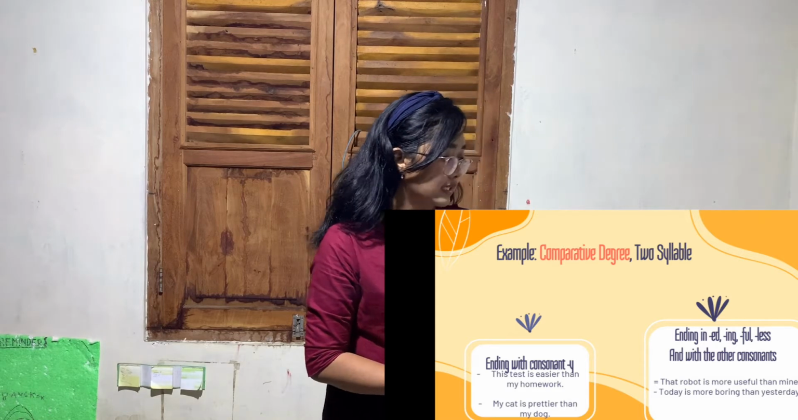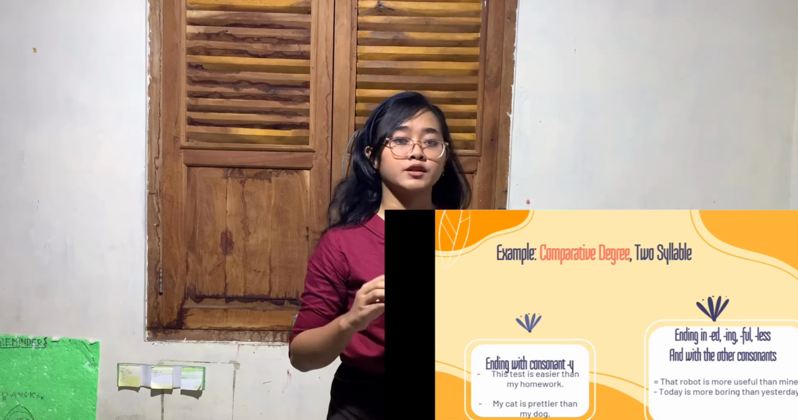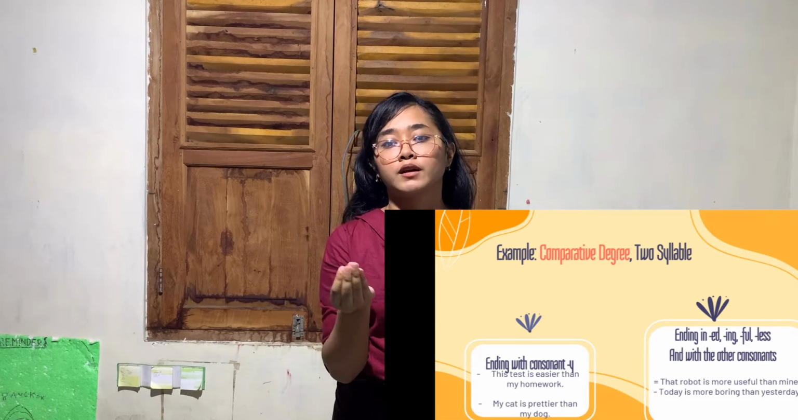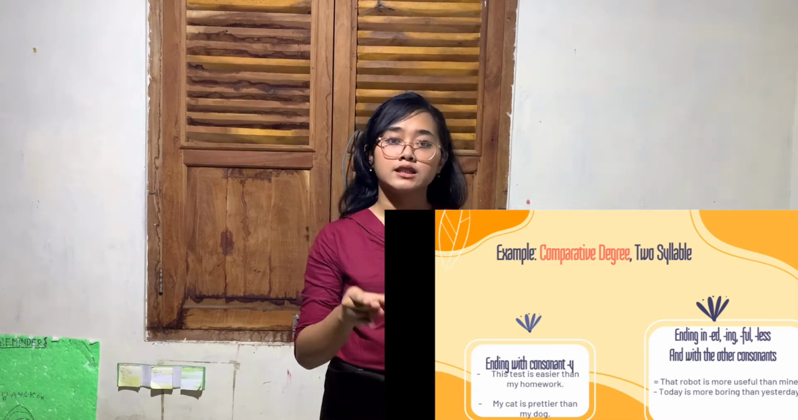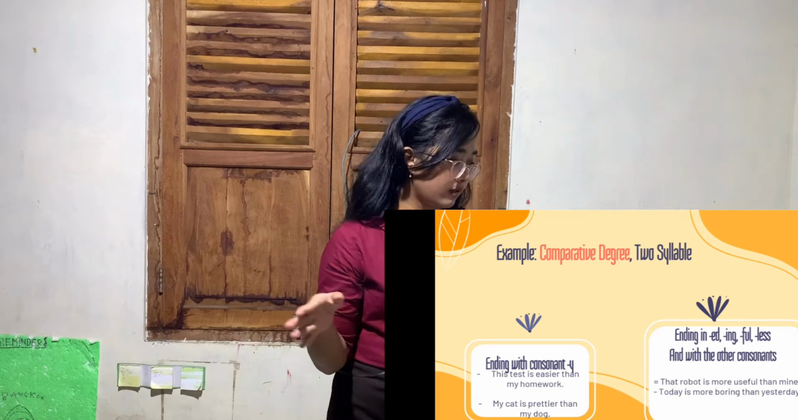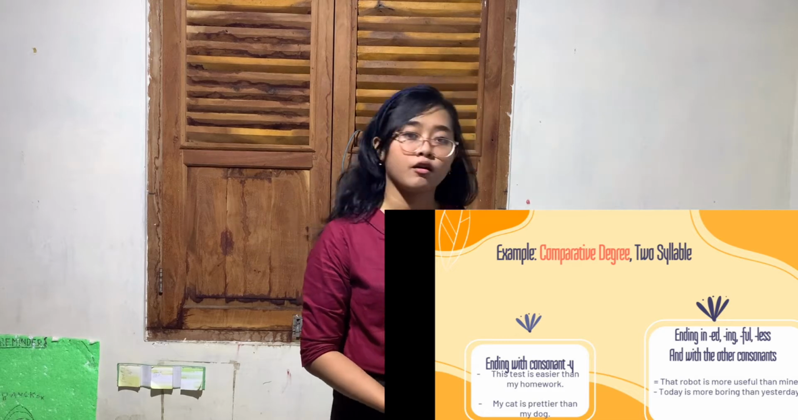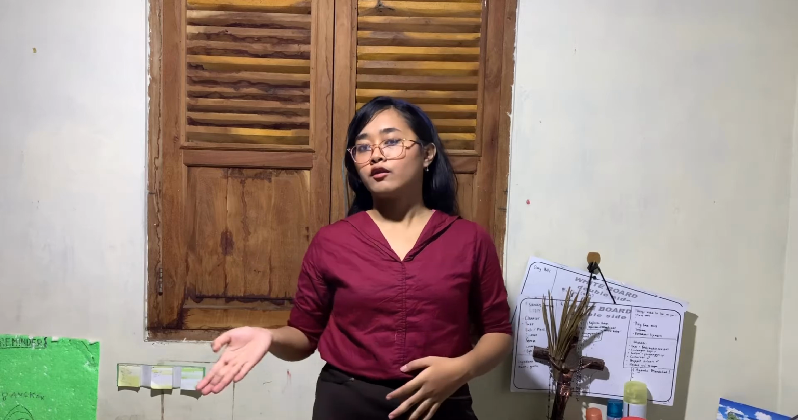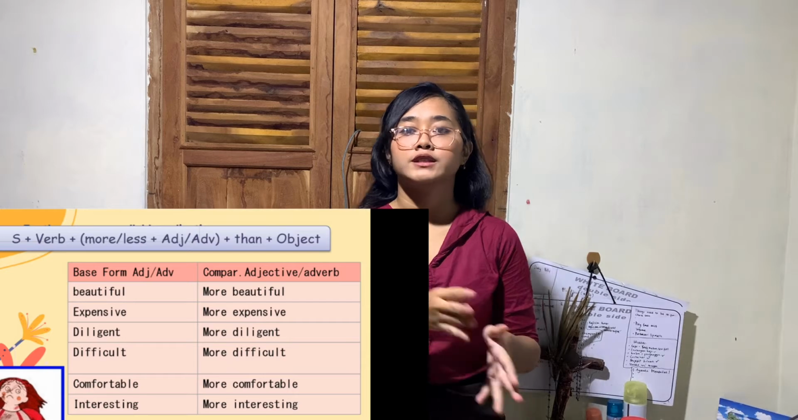First one is, "This task is easier than my homework," because the subject is this task, and because the task is singular, it's a thing, and it's easier than. My homework is the object. Another example: "My cat is prettier than my dog." You can take a look at the other examples by yourself in the handout or the slides.